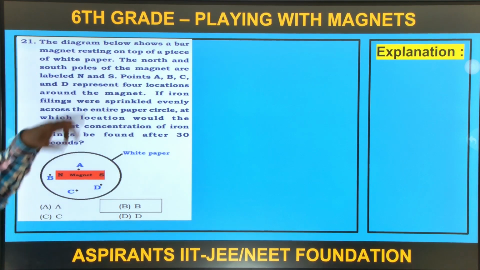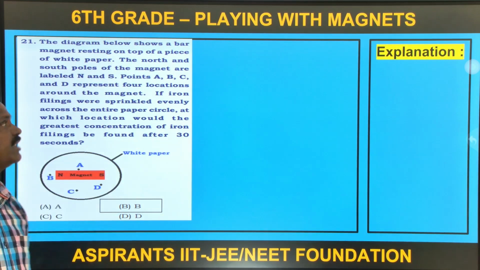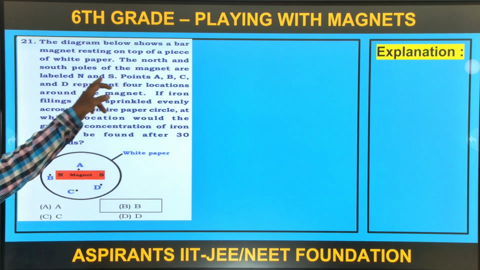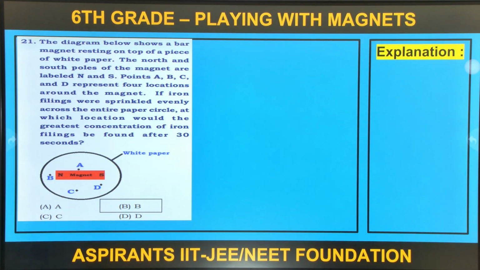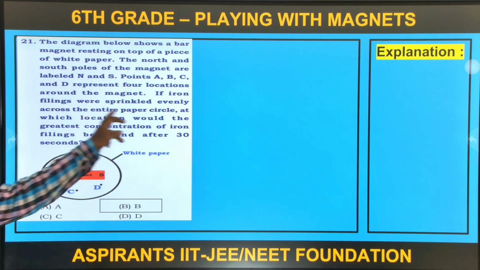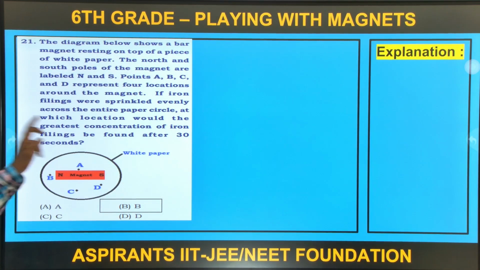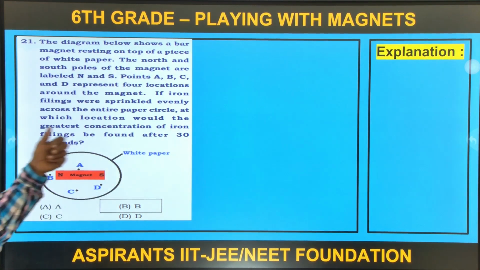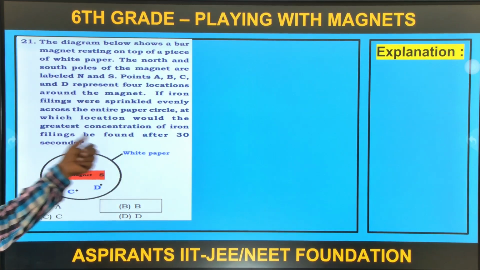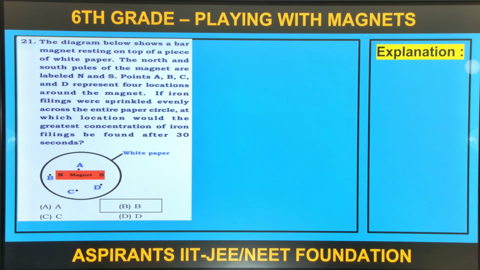So question number 21. The diagram below shows a bar magnet resting on the top of a piece of paper. The north and the south poles of the magnet are labeled as N and S. The points A, B, C, D represent 4 locations around the magnet. If iron filings were sprinkled evenly across the entire paper in the circle, at which location would the greatest concentration of the iron filings be found after 30 seconds? Means out of this whole region, at which point you will see more iron filings.